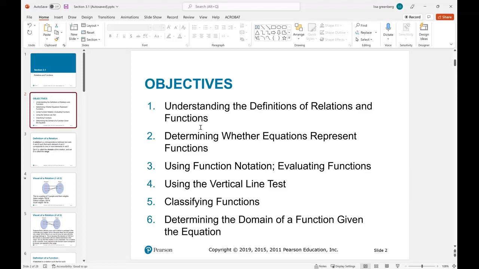So the objectives for today are understanding the definition of relations and functions, determining whether an equation represents a function, using function notation to evaluate functions, vertical line tests, classifying functions, and determining the domain of a function given the equation. So there's a lot really in this section, and we will go over it.